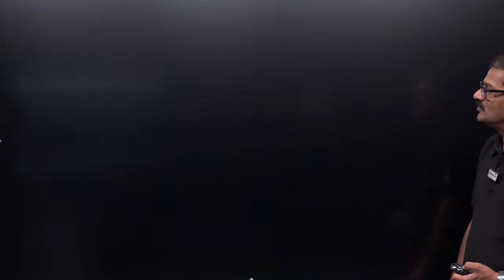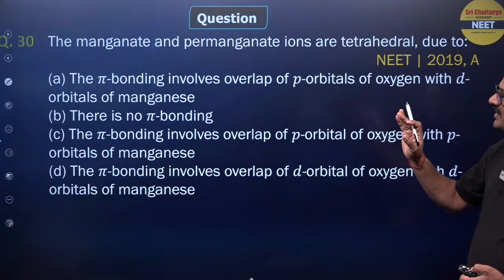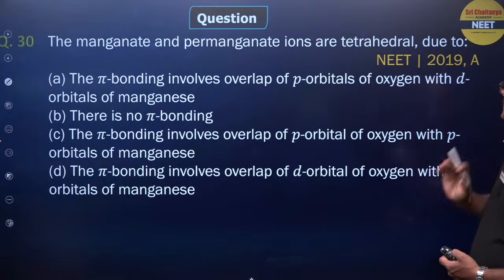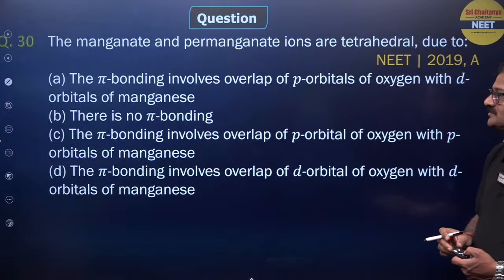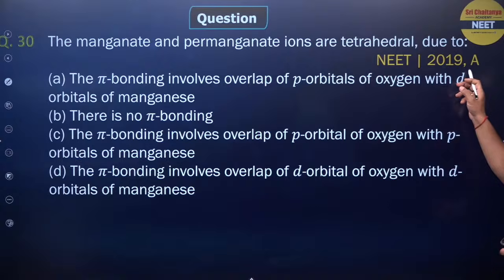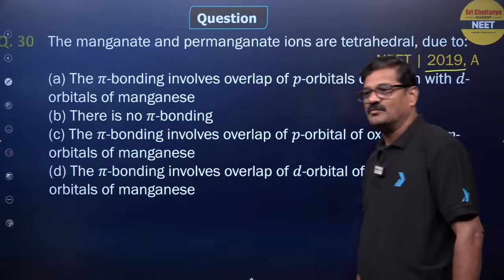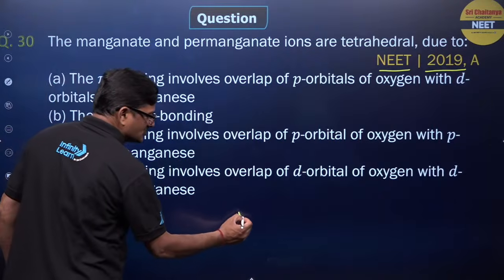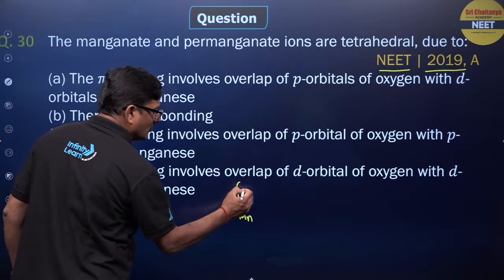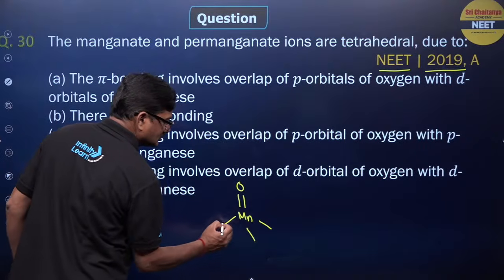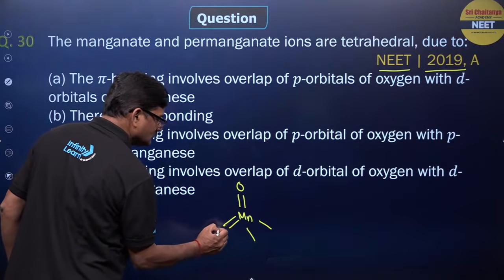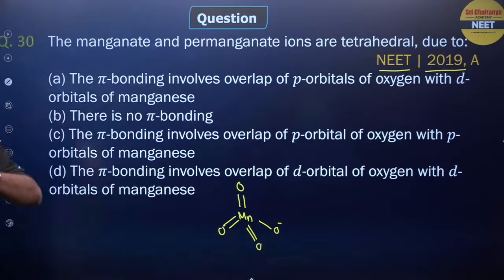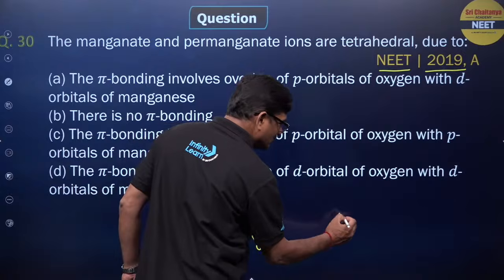Now you can see here, manganate and permanganate ions are tetrahedral due to what? It is from NEET 2019. What is manganate, what is permanganate? This is going to be Mn double bond O. This is permanganate, and this is manganate.